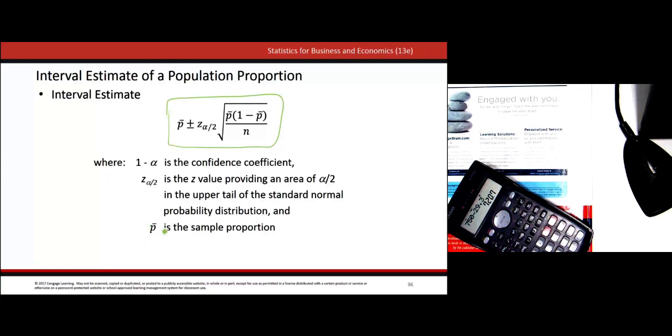What is p bar? Sample proportion. You know z alpha over 2, which is the z value providing an area of alpha over 2 in the upper tail of the standard normal distribution, times sigma p bar, which is the square root of p bar times 1 minus p bar over n.